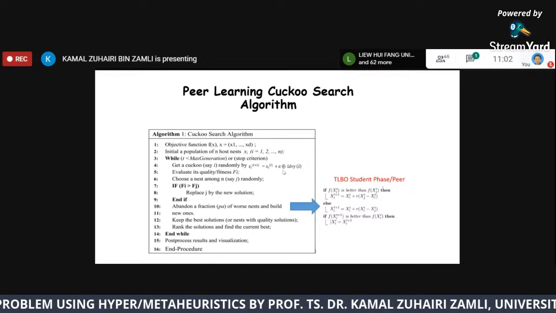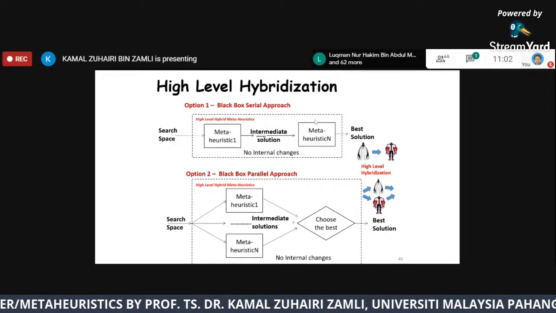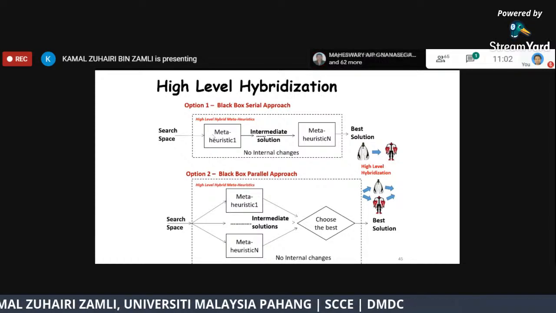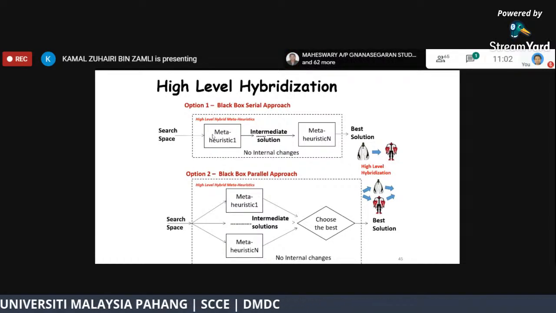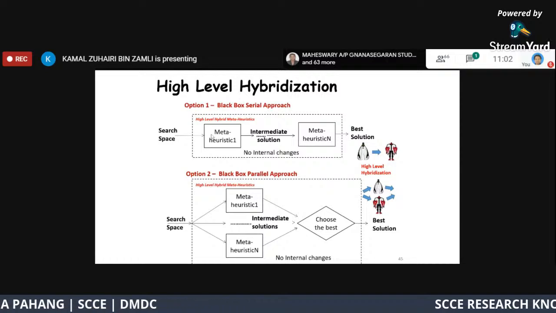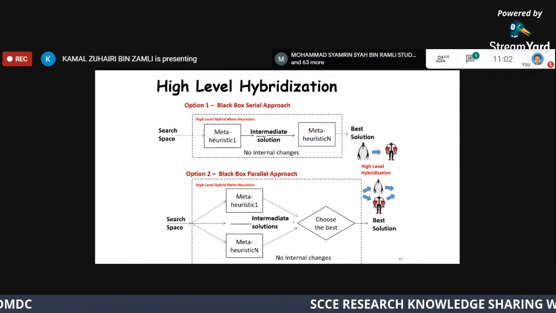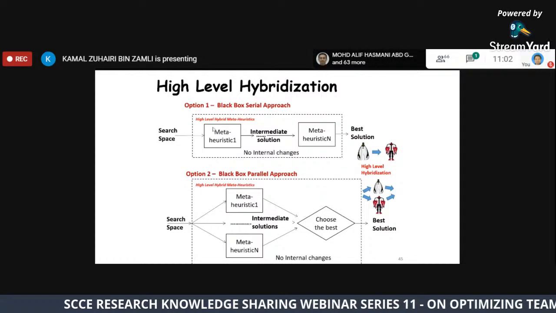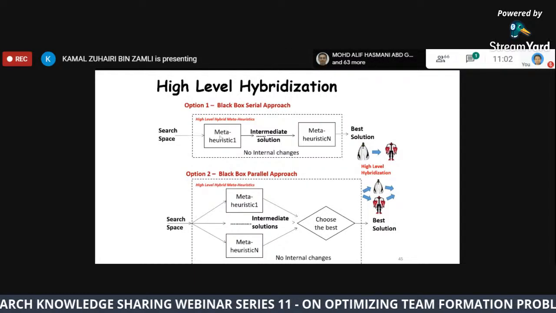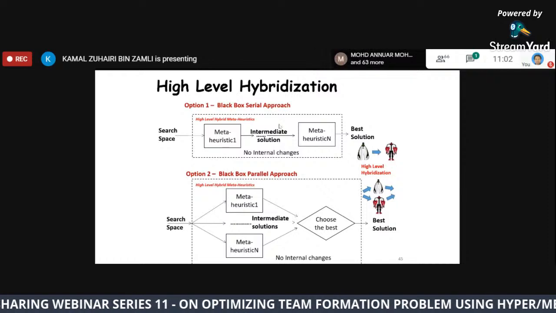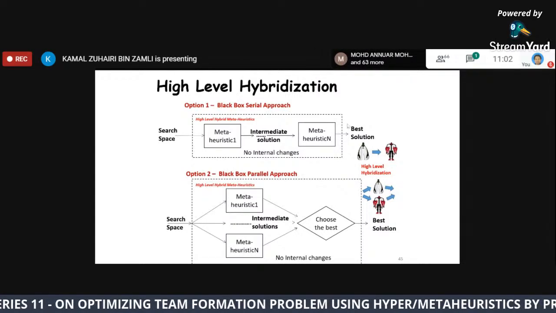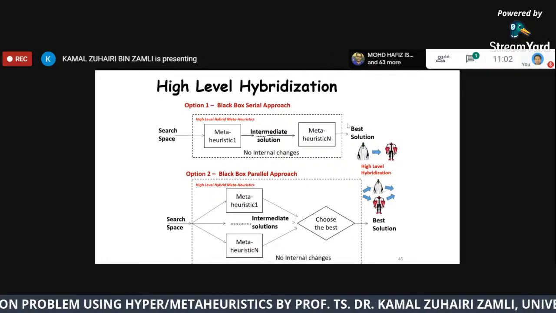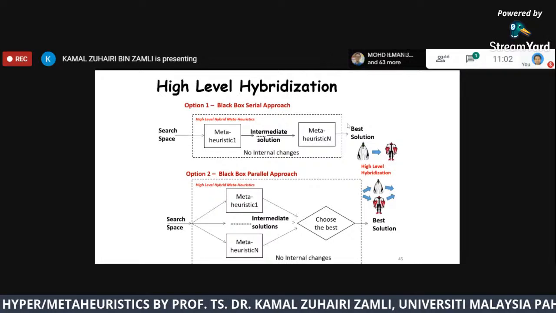This is called low-level hybrids. Okay, you can also have high-level hybrids. A high-level hybrid can be in the form of, for example, a population-based algorithm, let's say PSO. You update the population with PSO, and then you finish the search, and then you use the BAT algorithm to use the same population and make the update. So this is no internal change, but one after the other. You did PSO on all the population, and then based on PSO, you go into the BAT algorithm, one after the other. This is called high-level hybrid.